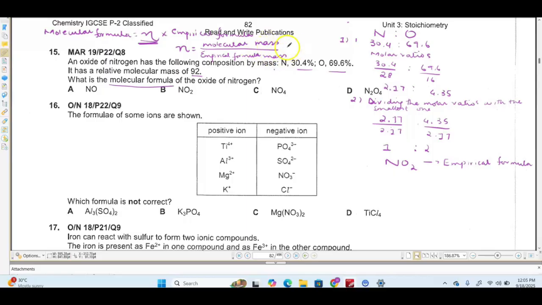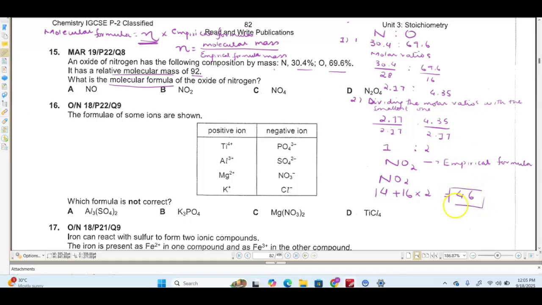This molecular mass we will always be given in the question. Over here it is given to be 92. So this we have and this we need to find. We can simply find the empirical formula mass, since the empirical formula is NO2. So 14 is there for nitrogen and 16 into 2 for oxygen. This gives us an answer of 46.